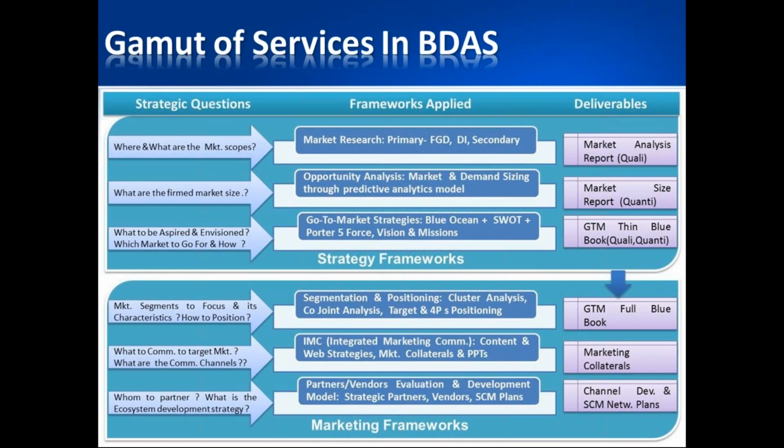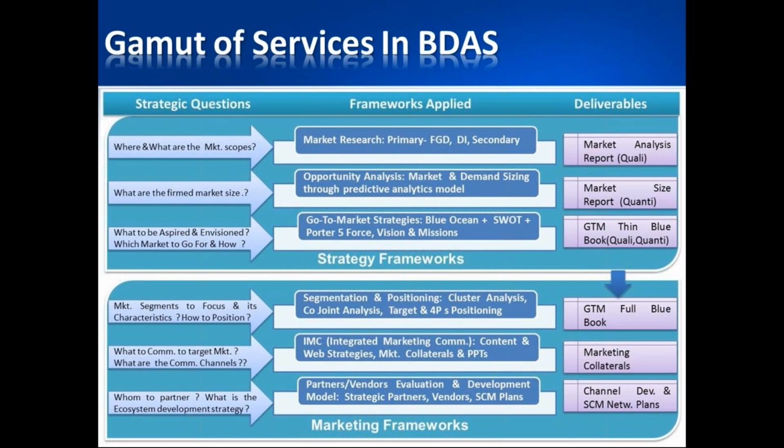Then the next question: market segments to focus on, their characteristics, and how to position. See, if some analyst has said that going forward there is a 5 billion opportunity in a particular data analytics solution, that is good to know, but we should know the characteristics. When I say characteristics of the market, I mean how it is going to be in the next 6 months, next 1 year, next 2 years.